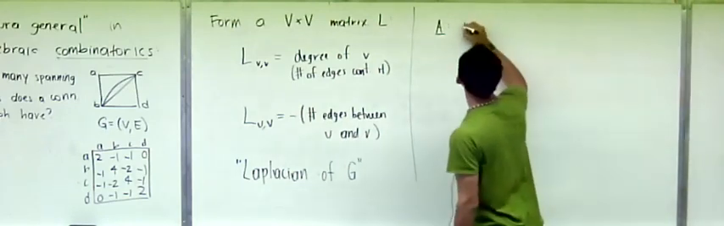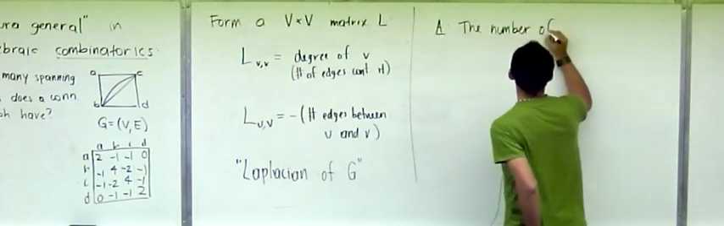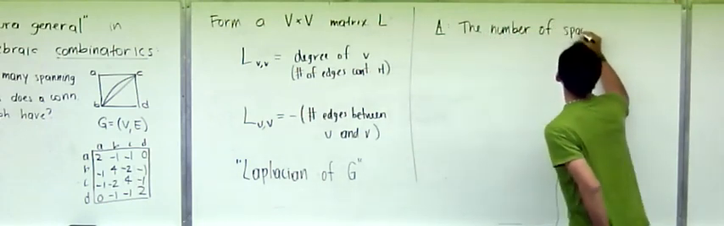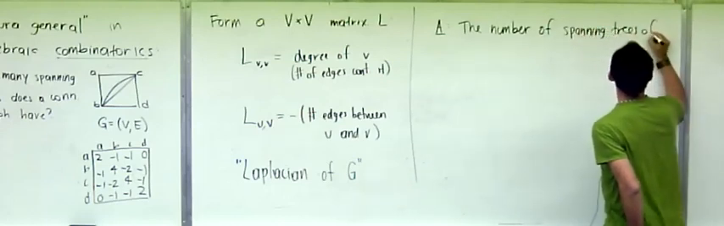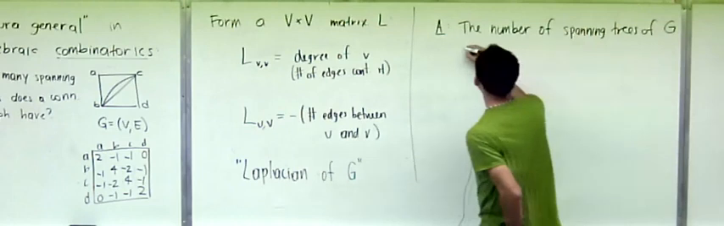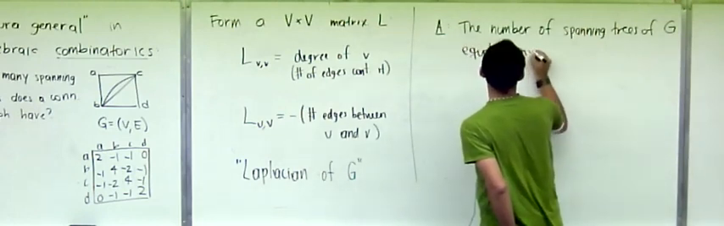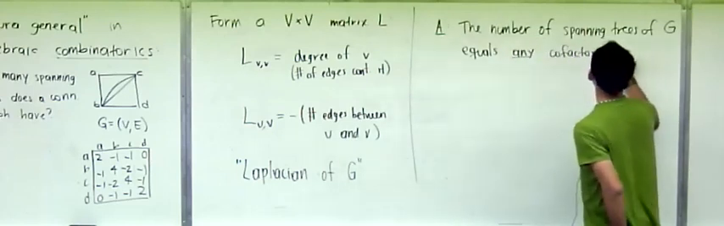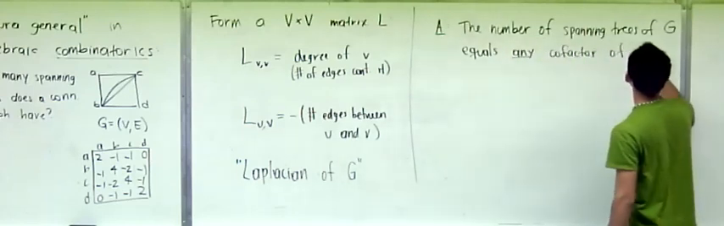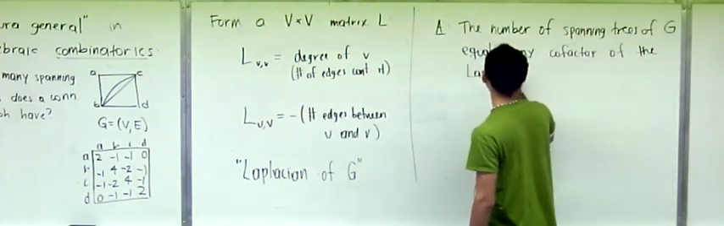The number of spanning trees of the graph equals any cofactor of its Laplacian. What is a cofactor? Maybe you remember, maybe you don't.